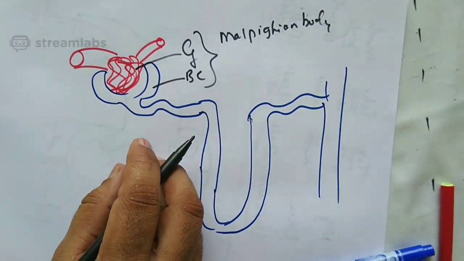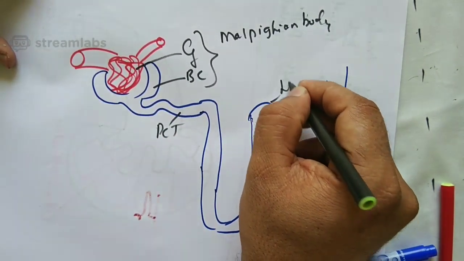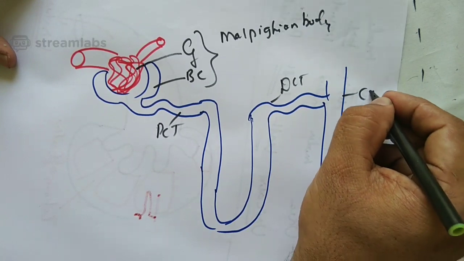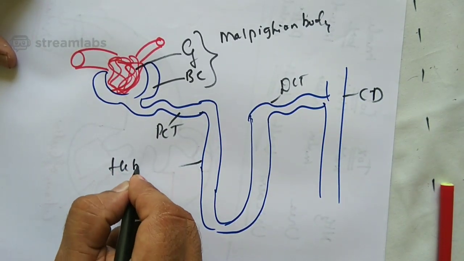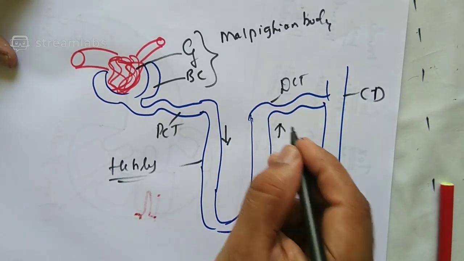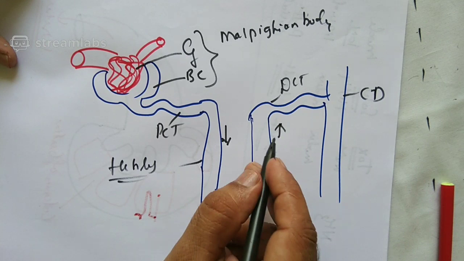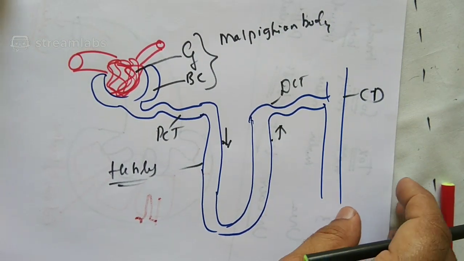Also called the renal corpuscle. This is the PCT, DCT, collecting duct. And this is the Henle's loop. This is the descending limb, this is the ascending limb. Descending limb of Henle's loop, ascending limb of Henle's loop. Is the matter clear? Now all of you see here.